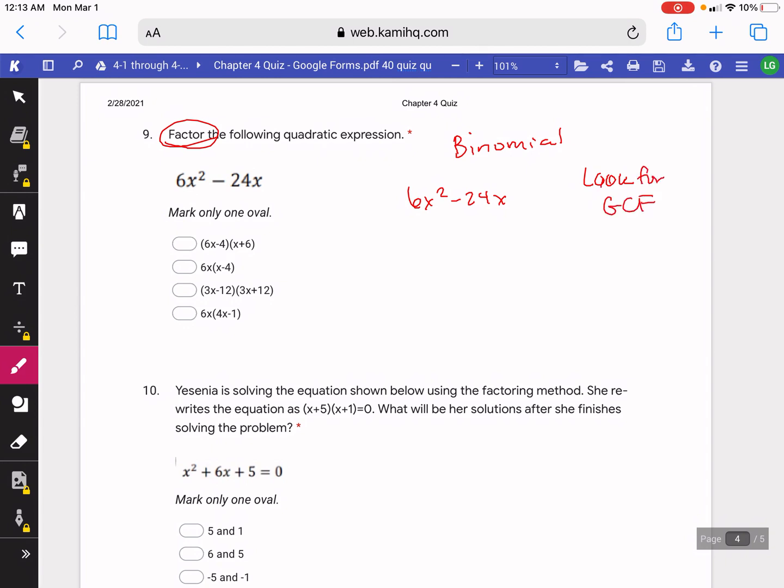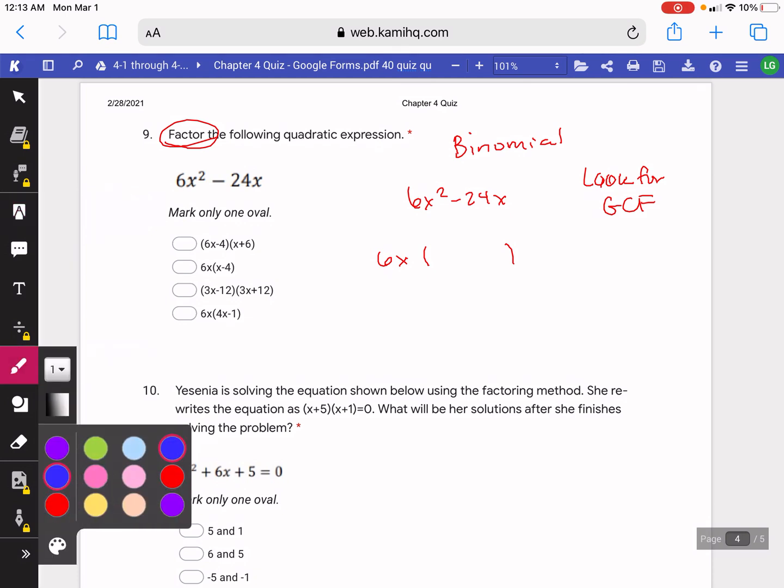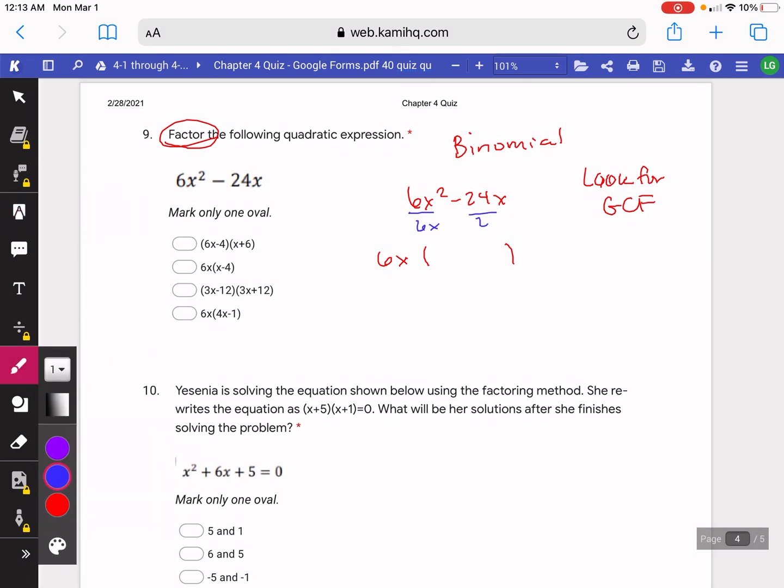If you look at the numbers, 6 and 24 can both be divided by 6. And both of those terms have an x, so we can also factor out an x. So one of my factors is 6x, and I'm going to work backwards by dividing everything by 6x to see what goes inside my parentheses.